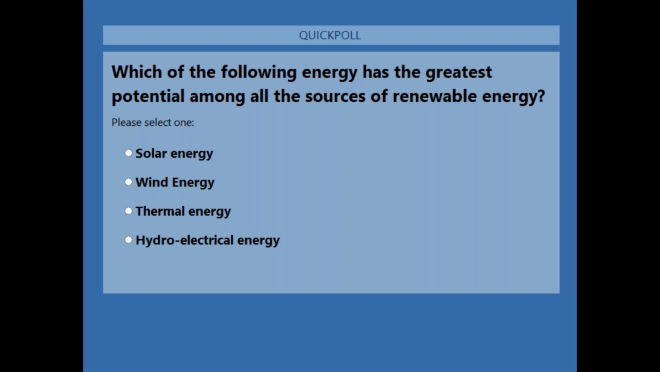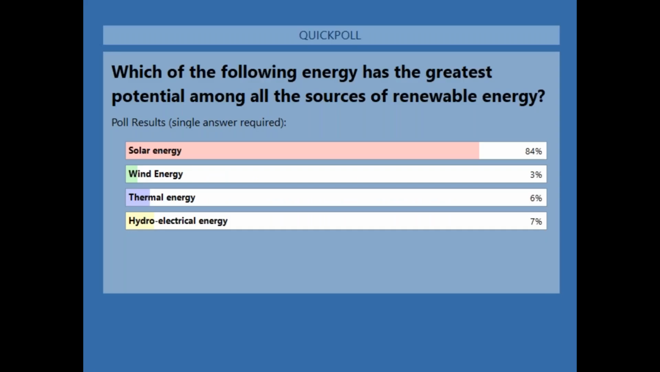Which of the following energy has the greatest potential among all the sources of renewable energy? Solar energy, wind energy, thermal energy, hydroelectrical energy. So it's 1 minute. We reached 53% votes now. So let me close it and share the results. I've shared the result. 84% goes for solar energy, 7% for hydroelectrical, 6% for thermal, and 3% for wind energy.